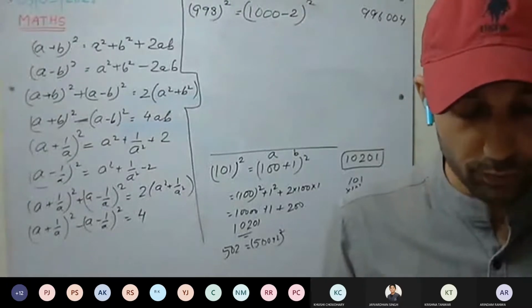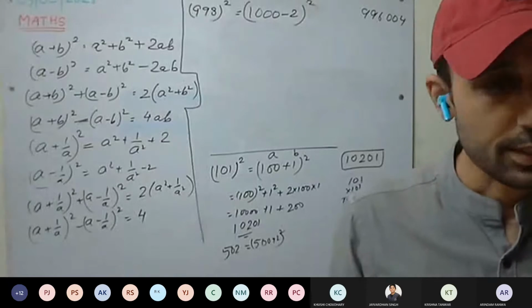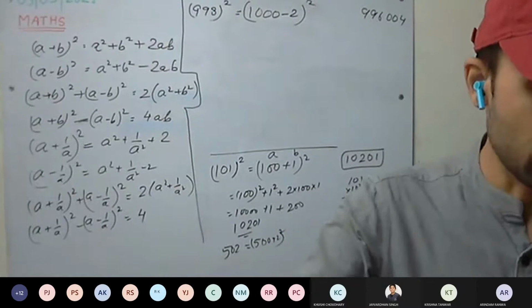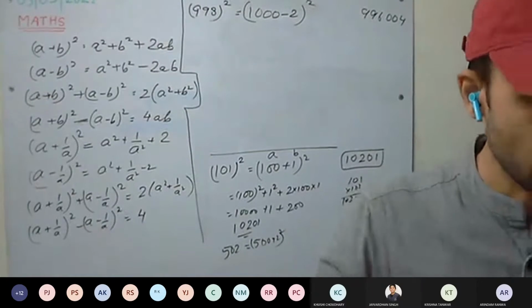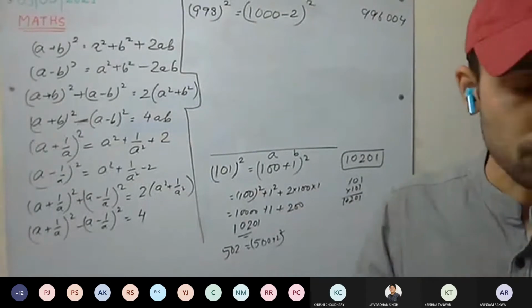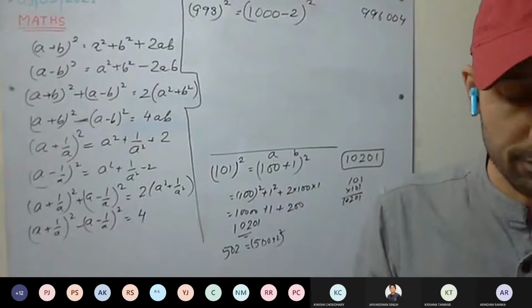Third question do as homework. It's a plus b the whole square, second a minus b the whole square. You can do it. Okay. We'll start with fourth. From fourth we'll be starting doing in class. Up to third question, anyone have doubt?